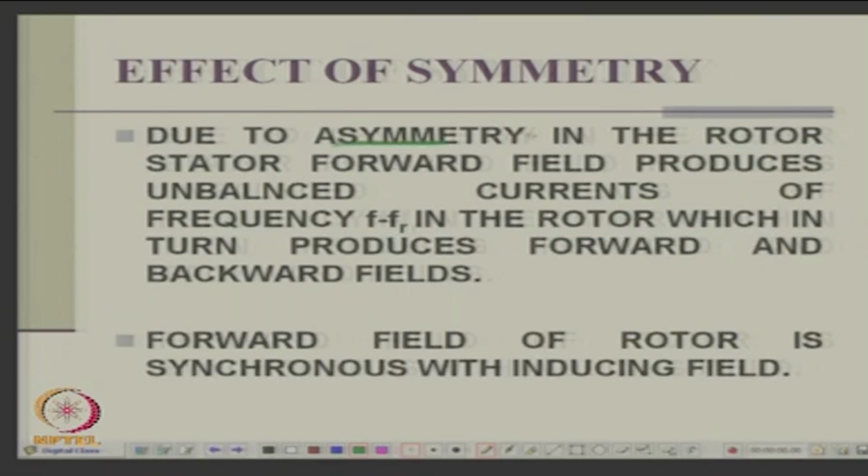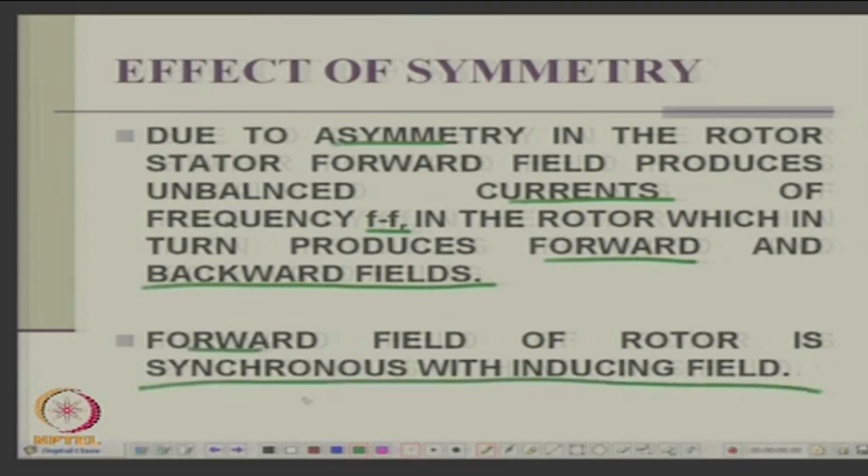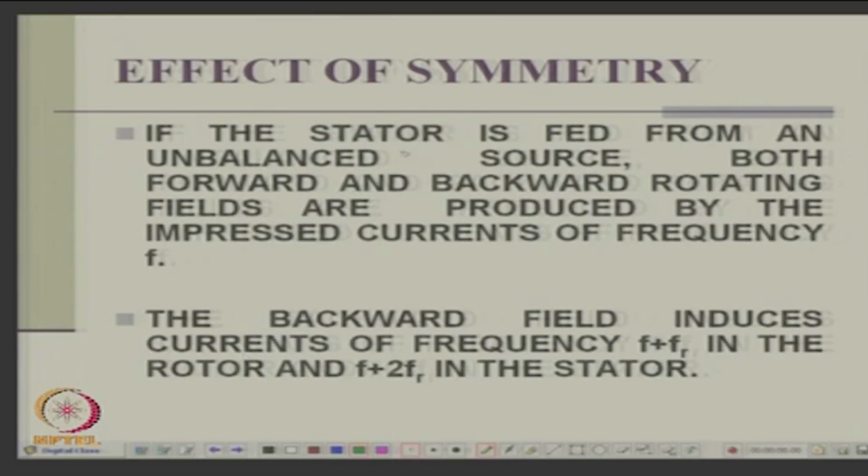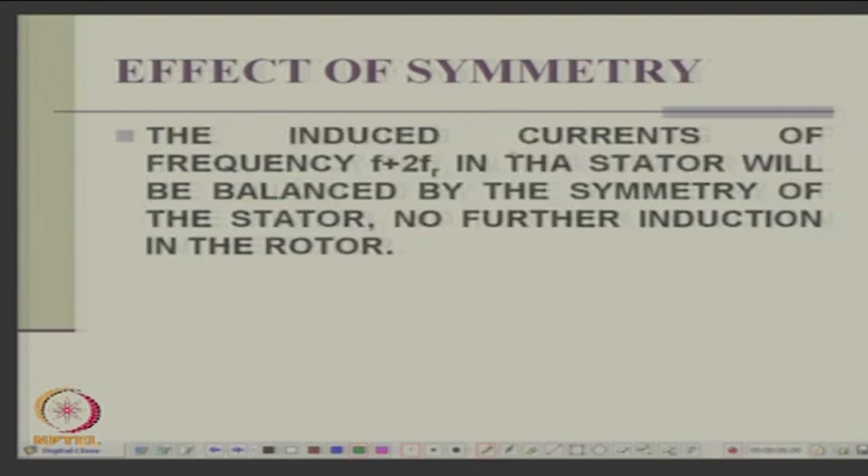Then due to asymmetry in the rotor, the stator field produces unbalanced currents of F minus Fr in the rotor, which produce both forward and backward fields. The forward field is synchronous with the inducing field, and the backward field, if the stator is fed from an unbalanced supply, gives additional frequencies, so it will have F plus 2 Fr induced. This we have already discussed. The induced currents of frequency F plus 2 Fr in the stator will be balanced by the symmetry of the stator, and no further induction will take place.